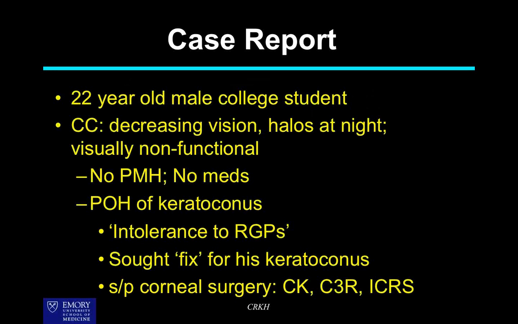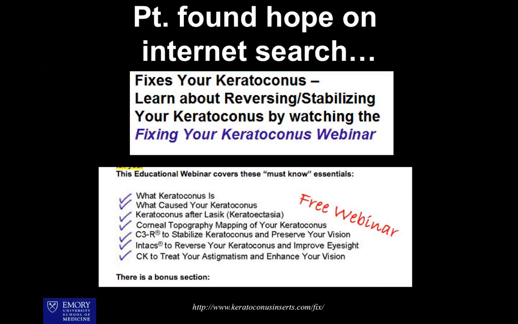He sought a fix for his keratoconus, and presented to me after having undergone corneal surgery: conductive keratoplasty, cross-linking, and intracorneal ring segments. His mother went onto the internet and found a site that could, quote, fix his keratoconus and leave him with this dastardly disease forever. He went out to the West Coast to have this taken care of.